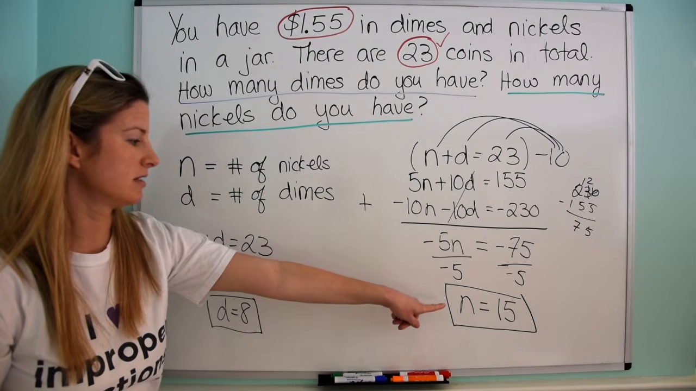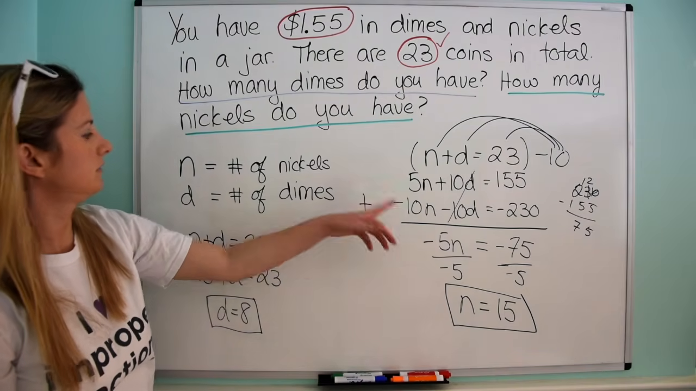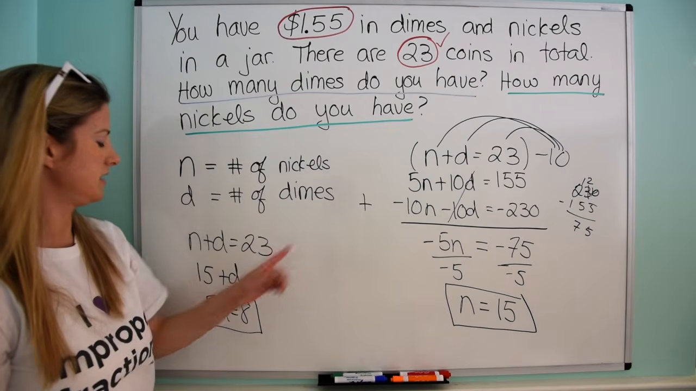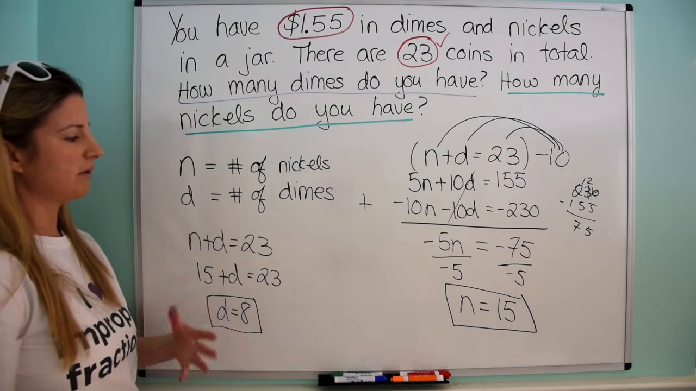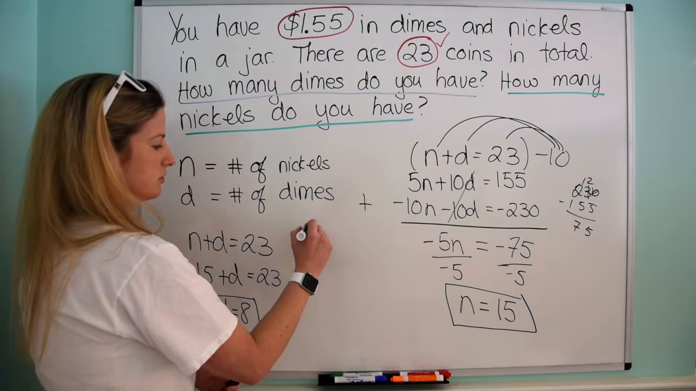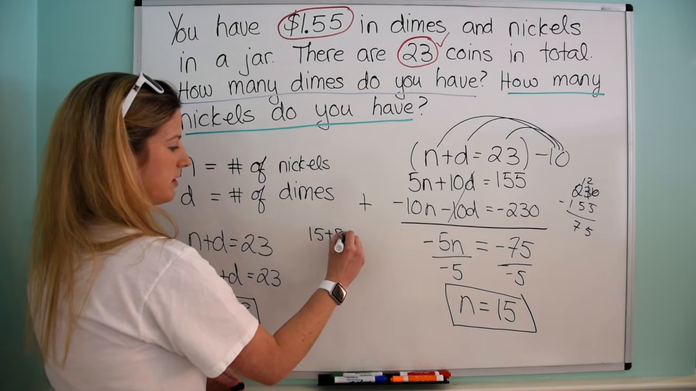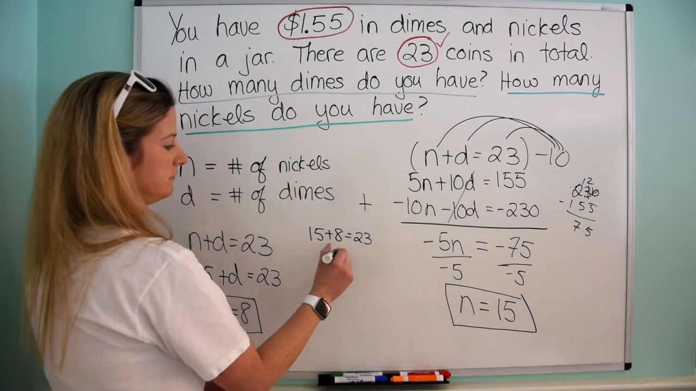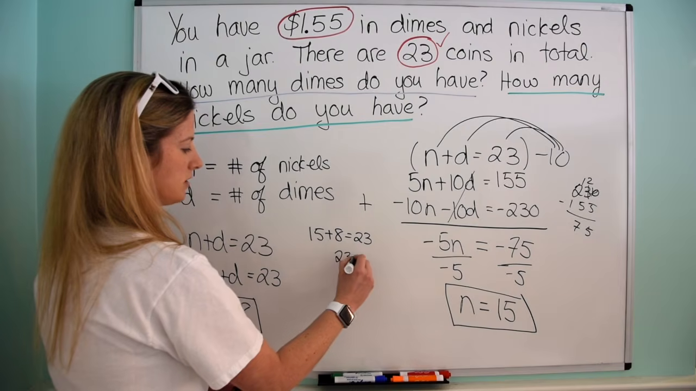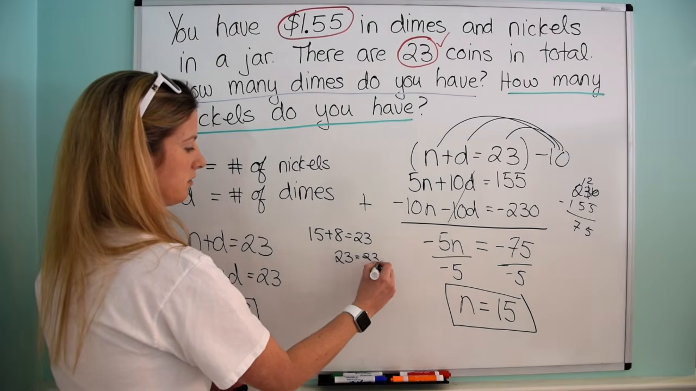There you go. So you have now solved. You have 15 nickels, right? Because that was n. Yep, 15 nickels and 8 dimes. Now, if you want to double check, you can say, all right, is it true that 15 plus 8 equals 23? And that is true. 15 plus 8 equals 23. Okay, 23 equals 23. Check.